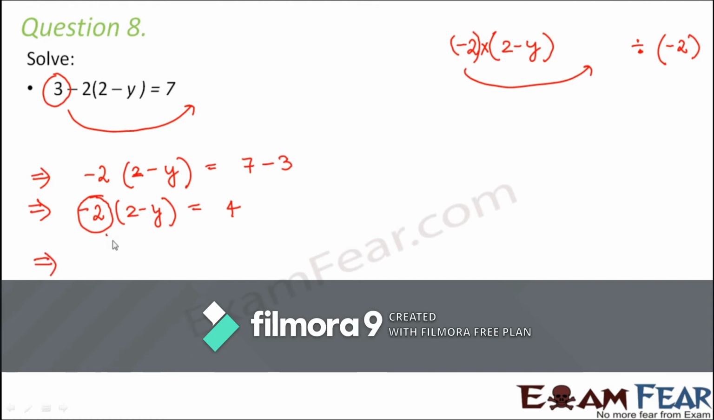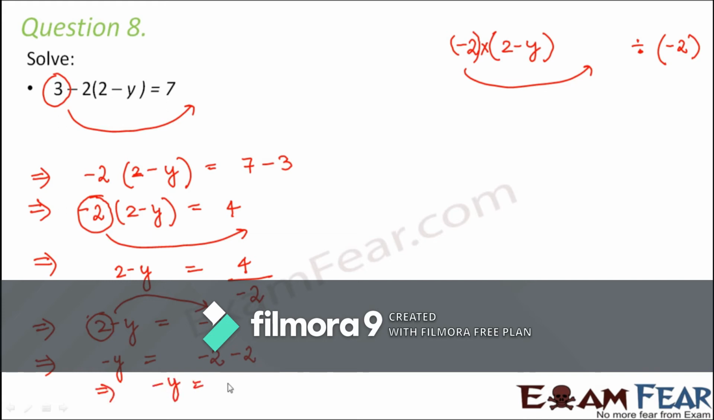In this case, we are going to shift minus 2 here. So what will happen? This side will be 2 minus y, and this side it would be 4 divided by minus 2. Now 4 divided by minus 2 is equal to minus 2. So now minus y is equal to minus 2. Now we will also shift this 2 to this side. This time the 2 is actually getting added to this number, so when it comes to this side, it becomes minus 2. Therefore minus y is equal to minus 4. Both sides you have minus, which tells that y is equal to 4.